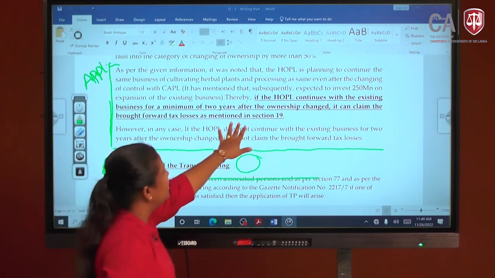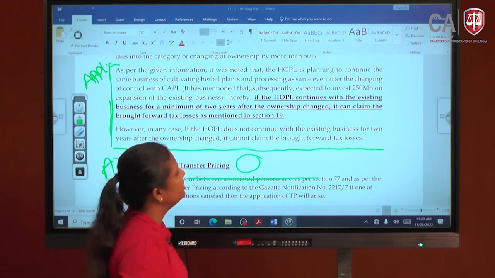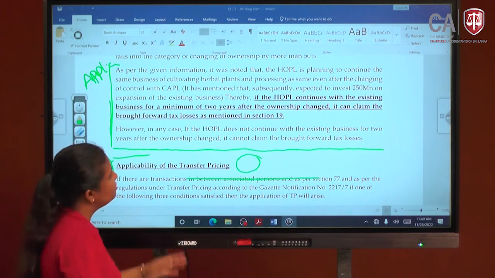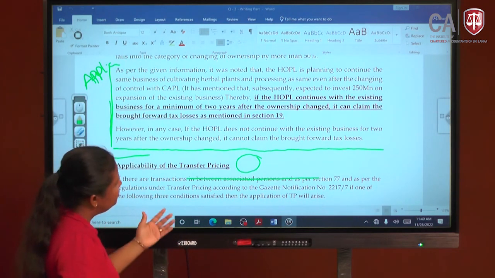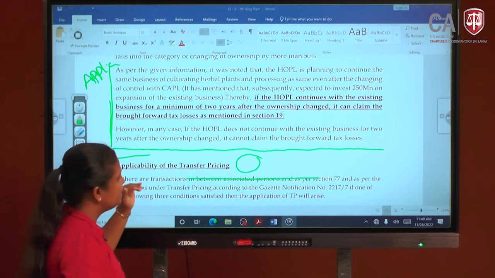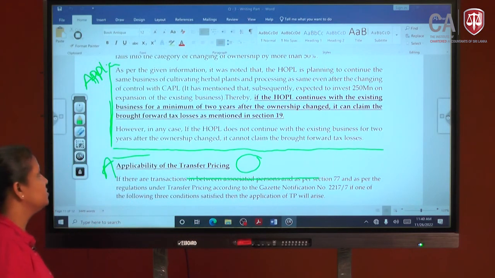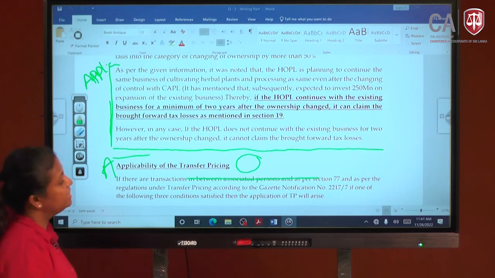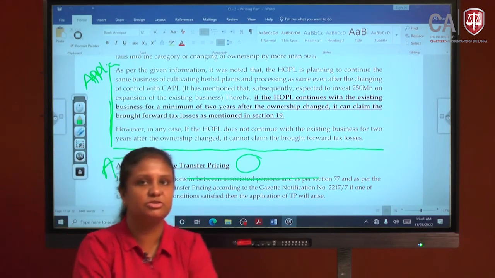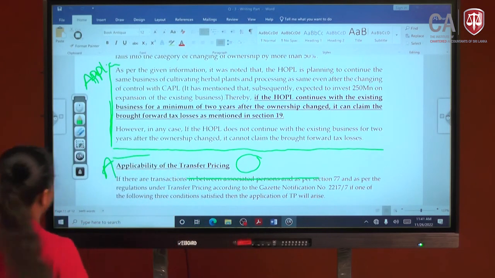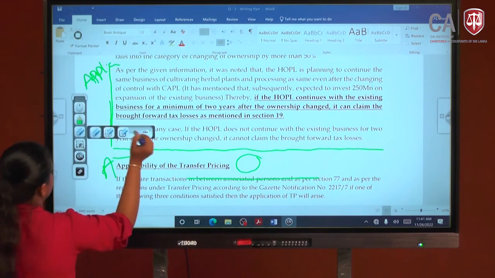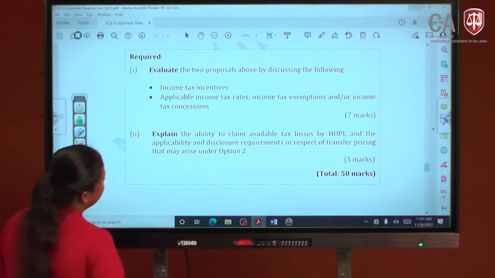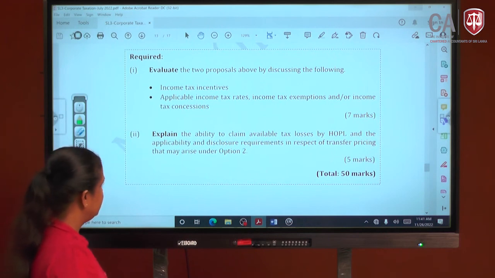If the HOPL continues with the existing business for a minimum of 2 years after the ownership change, it can claim the brought forward tax loss as mentioned in section 19. However, if in any case they are not going to do so, then you cannot claim the business loss. This is on that first part. Okay.